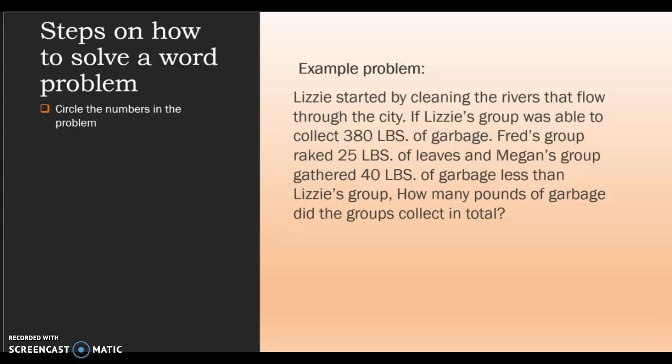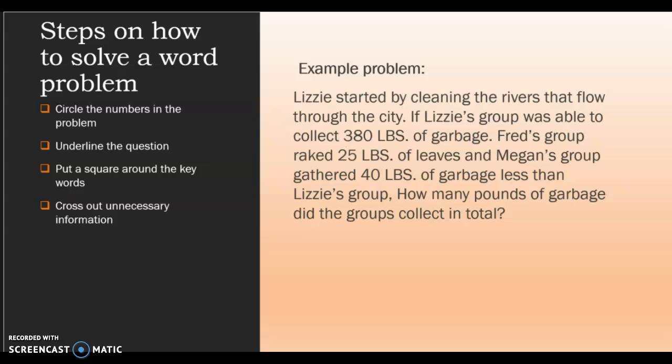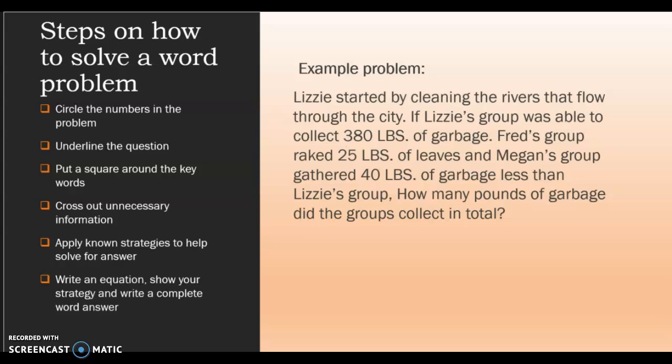Step 1. Circle the numbers in the problem. Step 2. Underline the question. Step 3. Put a square around the keywords. Step 4. Cross out any unnecessary information. Step 5. Apply known strategies to help solve your answer. And Step 6. Write an equation to show your strategy and write a complete word answer.